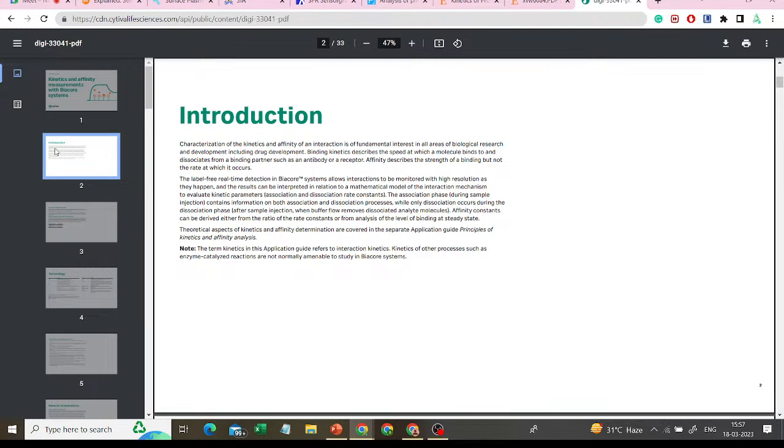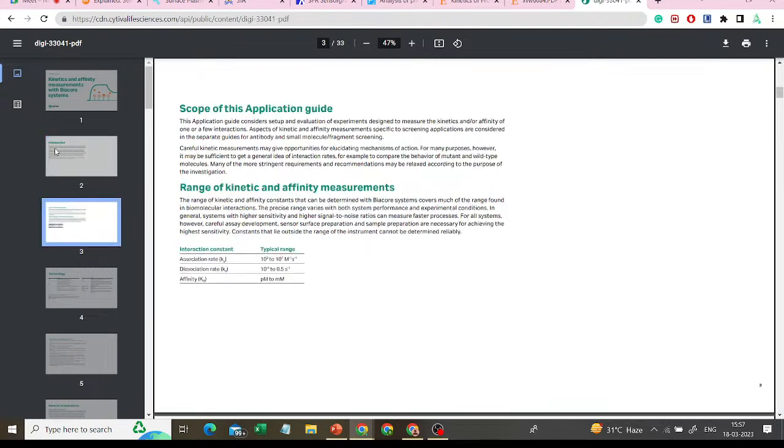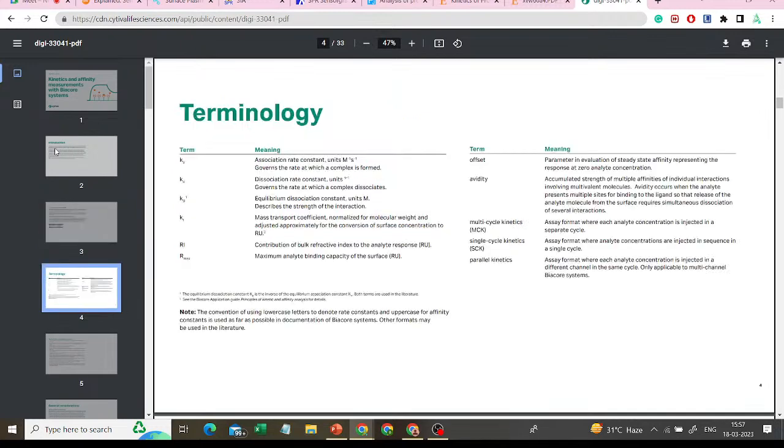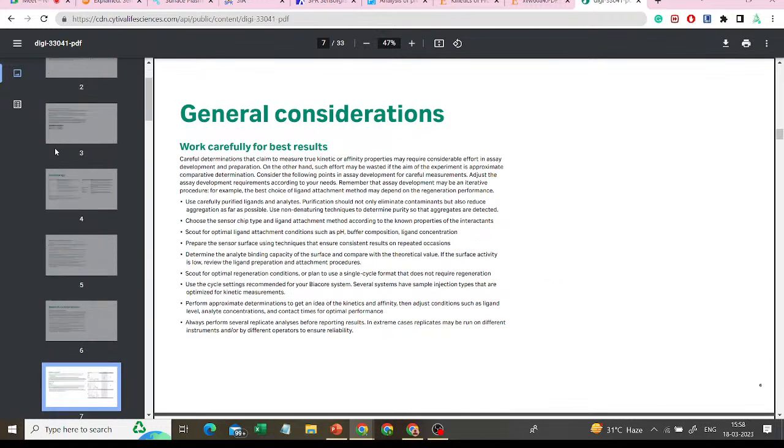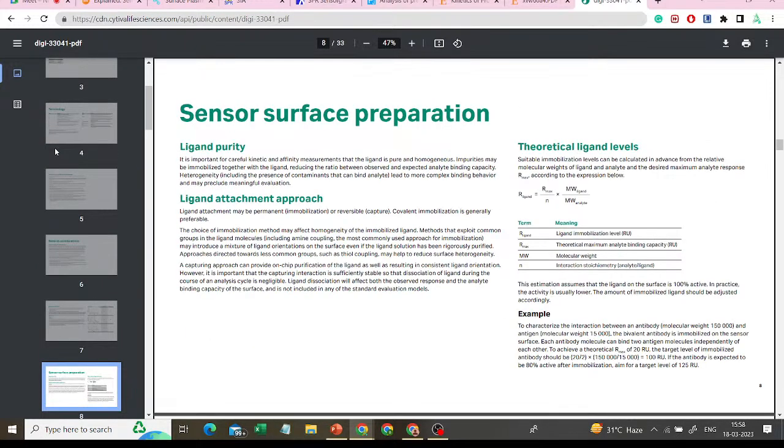Okay. Fundamental interest in all of the biological reactions: association constant, dissociation rate, affinity, your terminology, Ka, Kd, Kd inverse, Kf, Ri, Rmax, what is the maximum analyte binding capacity of the surface, and your offset, the avidity, multi-cycle, single cycle, parallel kinetics. Okay, so you can go through it.